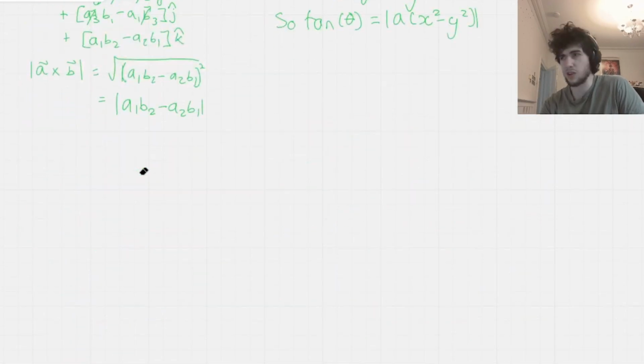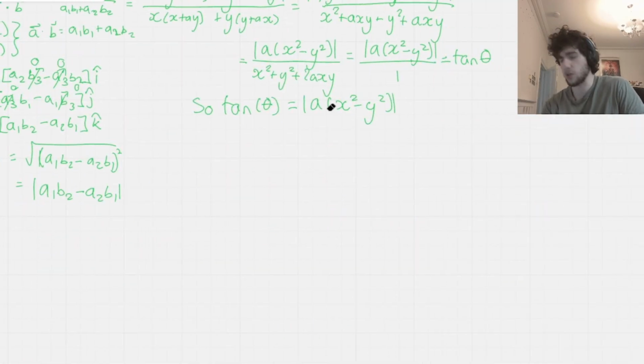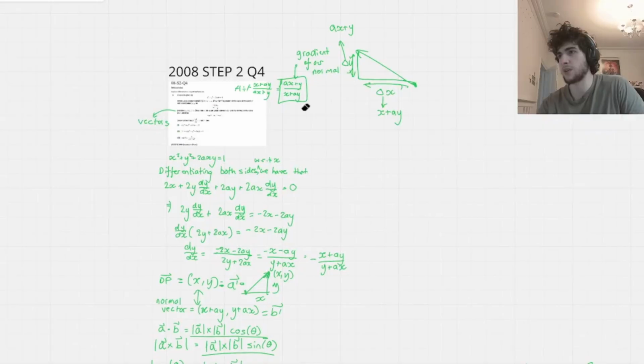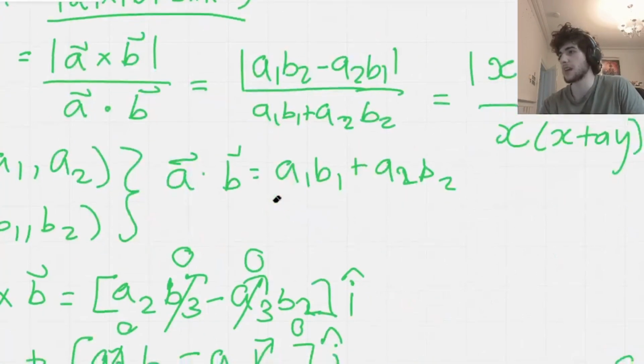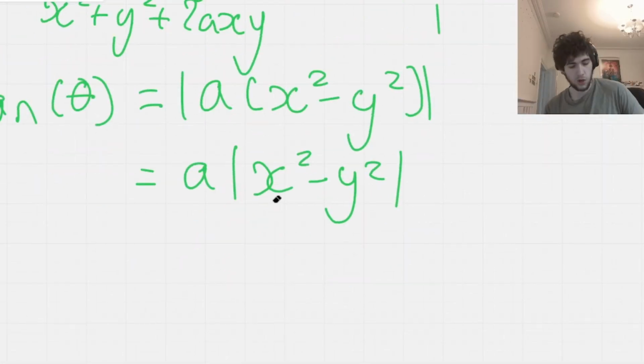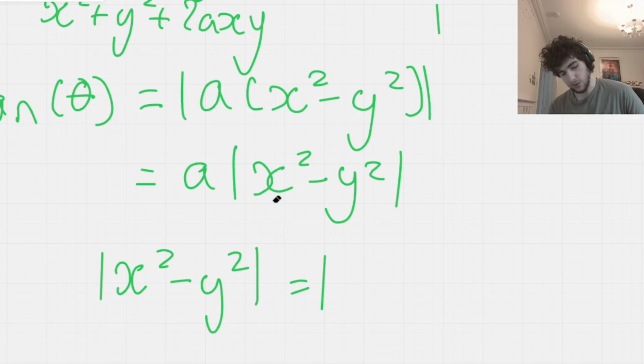And we're also told that a is between 0 and 1, not including. So a is positive, so we can just take it out of the mod, because it doesn't matter. What exactly were we looking for? We're looking to show that tan theta is equal to a mod y squared minus x squared. That's an easy fix, because the mod of x squared minus y squared is equal to the mod of y squared minus x squared.